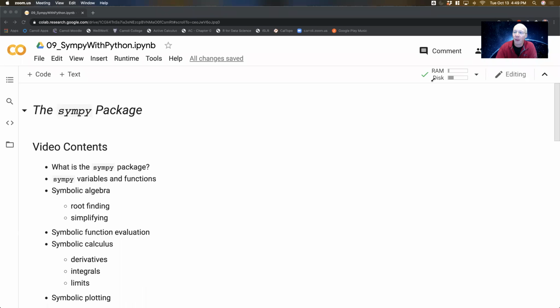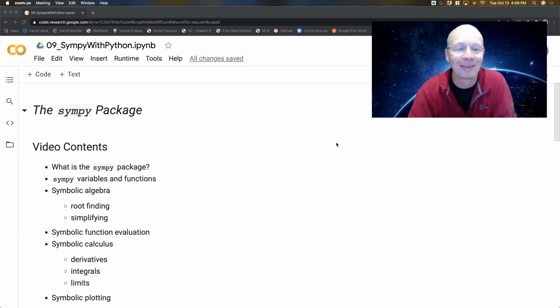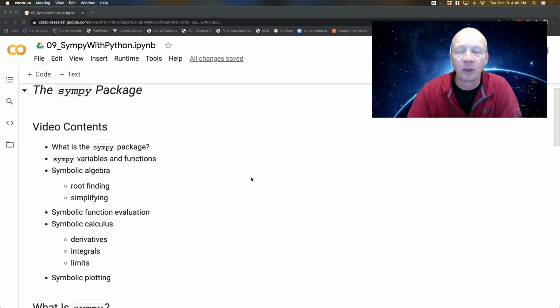Now, symbolic mathematics is like the paper and pencil style mathematics that you're used to, where you have an equation to solve and you work out all the details on paper. And you get some sort of symbolic answer. It might have square roots in it, it might have fractions in it, things like that. This is in contrast to numerical programming where you're going to get some decimal answer out.